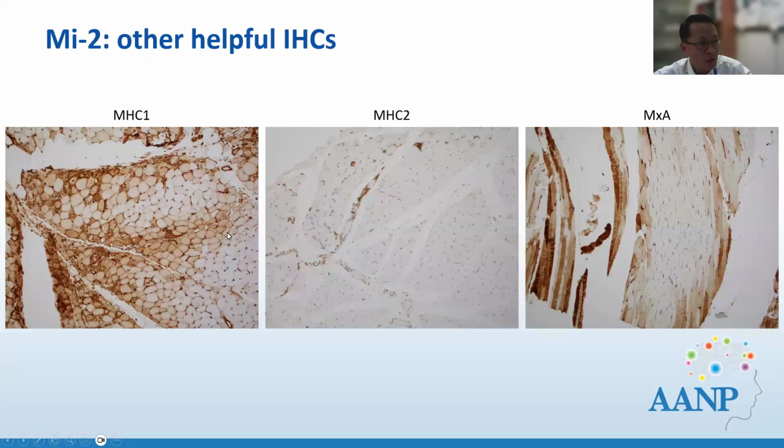MHC class 1 typically shows a perifascicular accentuation. They can be either only positive in perifascicular fibers, or they can have a diffuse positive pattern with increased staining in perifascicular fibers. MHC class 2 is typically negative or very weakly positive. And MxA, or myxovirus resistance protein A, as its full name, is currently considered a specific marker for dermatomyositis. You can see that these perifascicular fibers have strong sarcoplasmic reactivity.